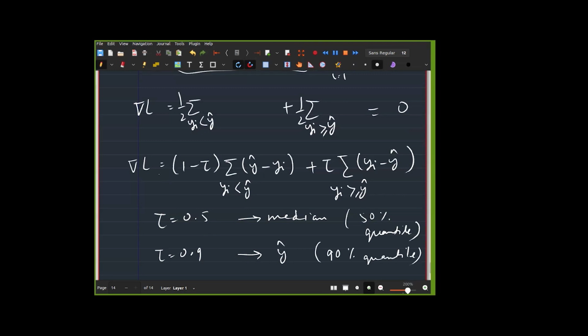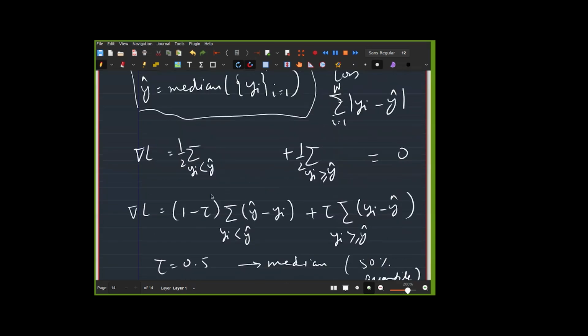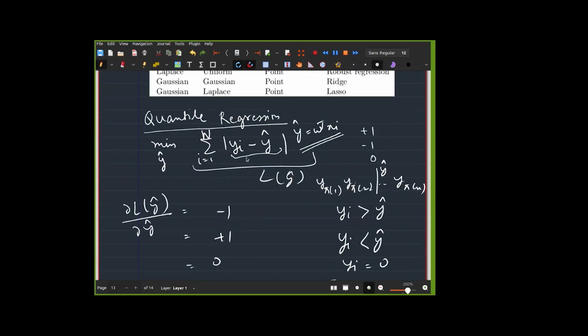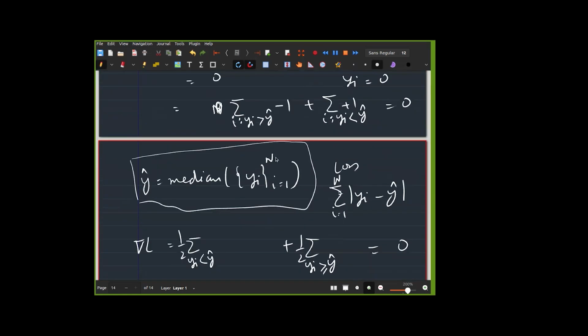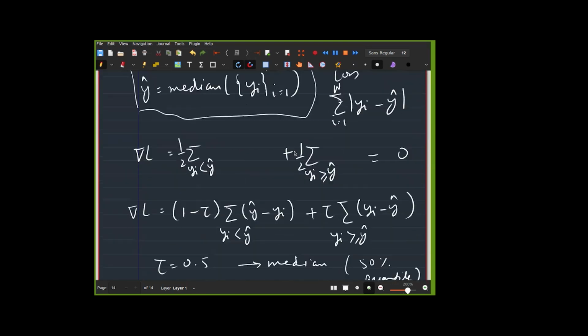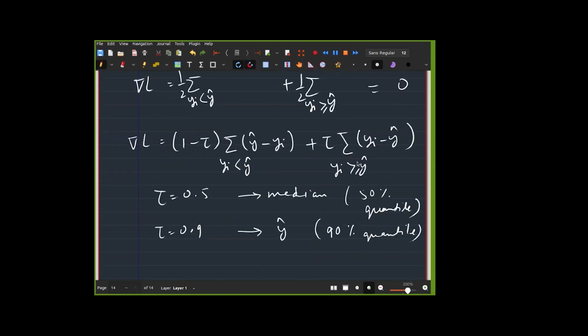Now, if I work backwards, if both the weights were equal, it was just the absolute value. And even this absolute value could have been broken down into two parts, which is when yi is less than y hat and when yi is greater than y hat, right? Even for tau equal to 0.5. So that absolute value thing can be written in this way, and it will be the same. If tau equals 0.5, it's the median. If tau equals 0.9, it will be the 90th quantile. So this is my gradient part.